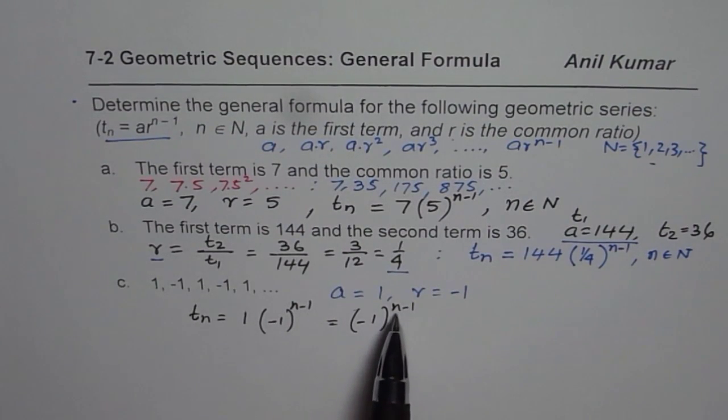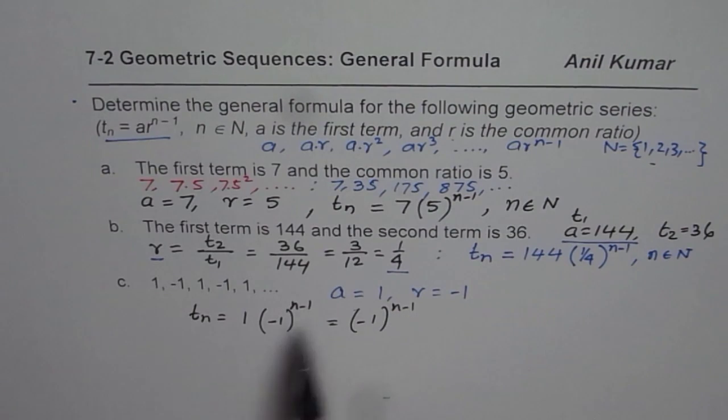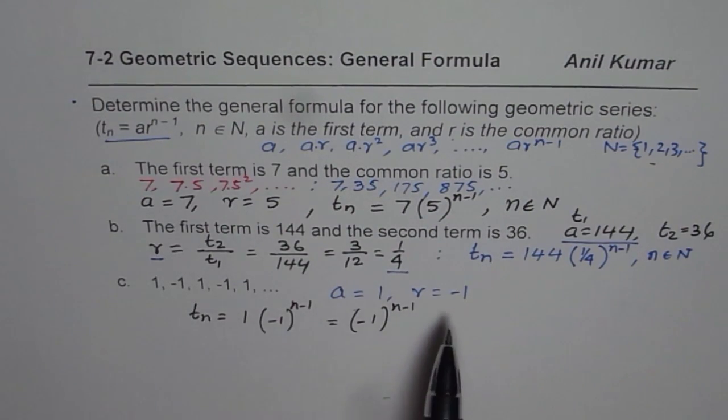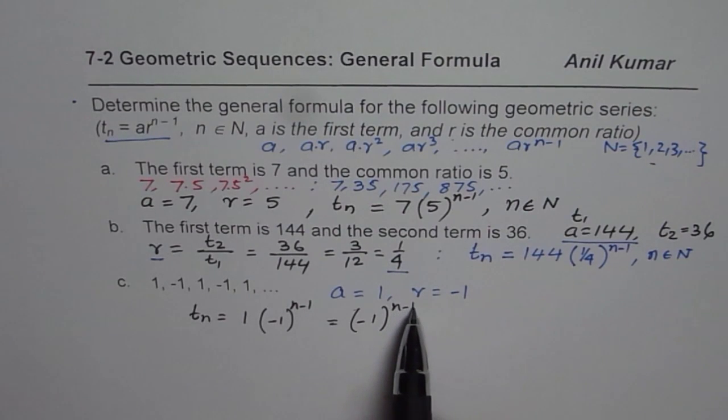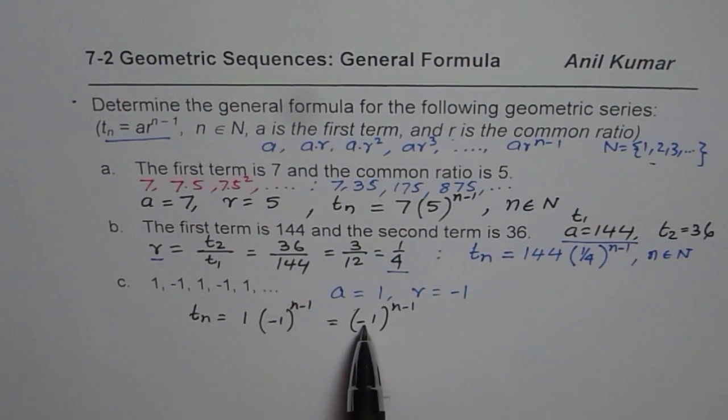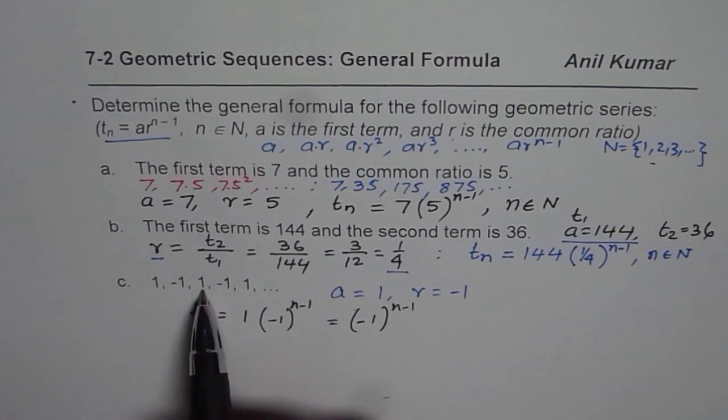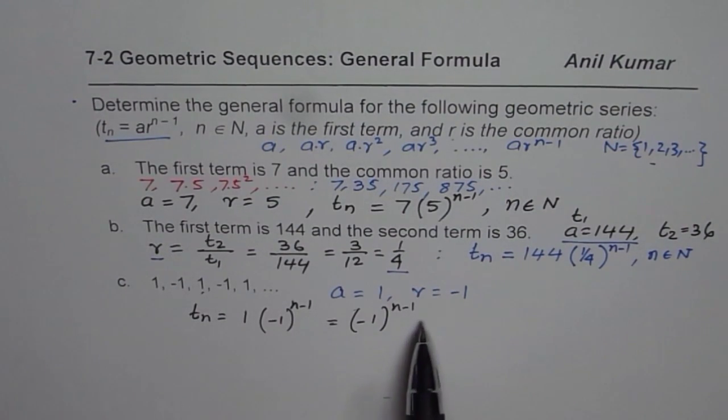You can test. If I write n as 1, then I get something to the power of 0. Anything to the power of 0 is 1, so we get 1 here. If I write n as 2, 2 minus 1 is 1, and minus 1 to the power of 1 is minus 1, so we'll get this series. If n is odd, then n minus 1 will be even. Even powers of minus 1 are positive, and then negative. That is how it works.